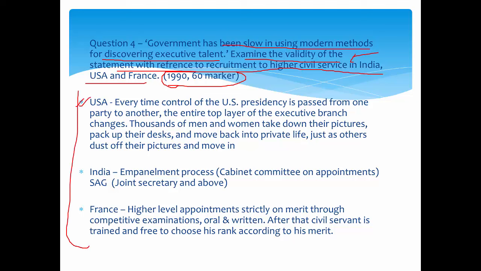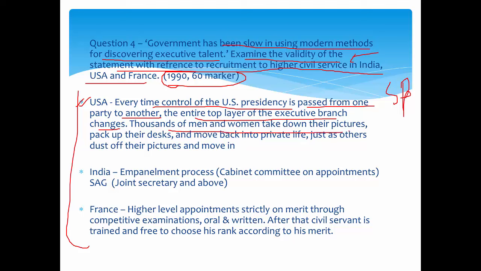In the United States of America, every time the control of the US presidency passes from one party to another, the entire top layer of the executive branch changes. The president has full powers to appoint all the higher administrative posts based on his own personal choice and selection. So that's it. It's like a spoil system. Still, it is there for higher posts.